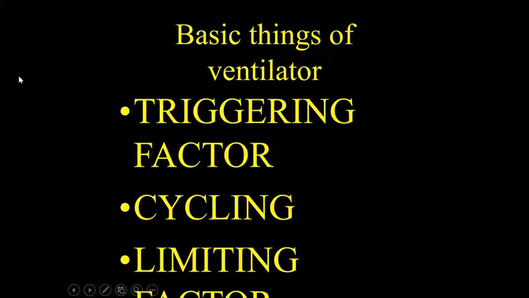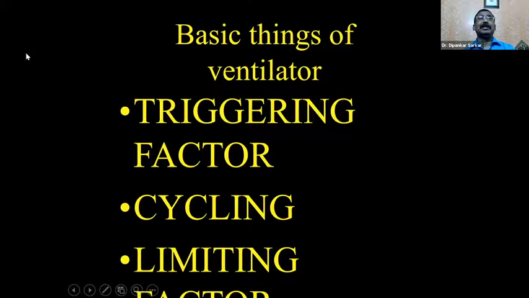Cycling means whether you want to cycle it with volume, pressure, or time. After delivering, say, 500 ml of volume, the ventilator will stop and go to the expiratory mode. If 20 is the set pressure, after attaining 20 pressure, it will go back to the expiratory mode.